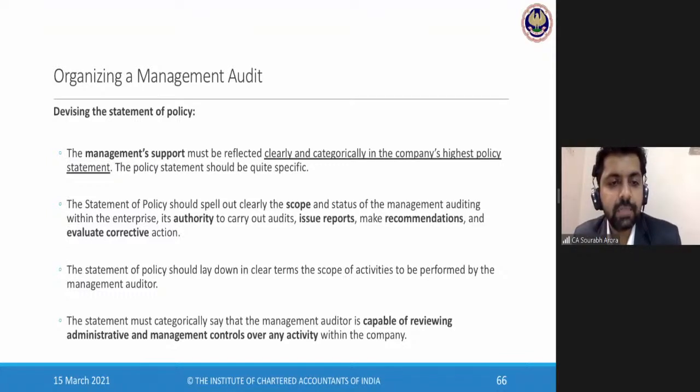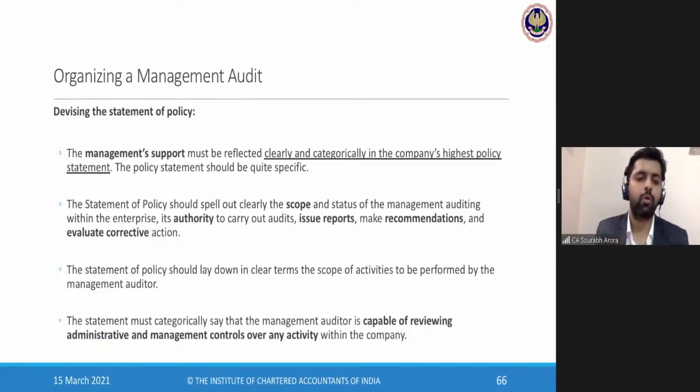the second is the statement of policy should spell out clearly the scope and status of the management auditing within the enterprise, its authority, issue reports, make recommendations, and evaluate corrective action plans, so that tomorrow no one stands up and questions the authority of the management auditor. The company policy should itself establish the scope there, and their authority to issue reports, to make recommendations, to evaluate corrective action plans.